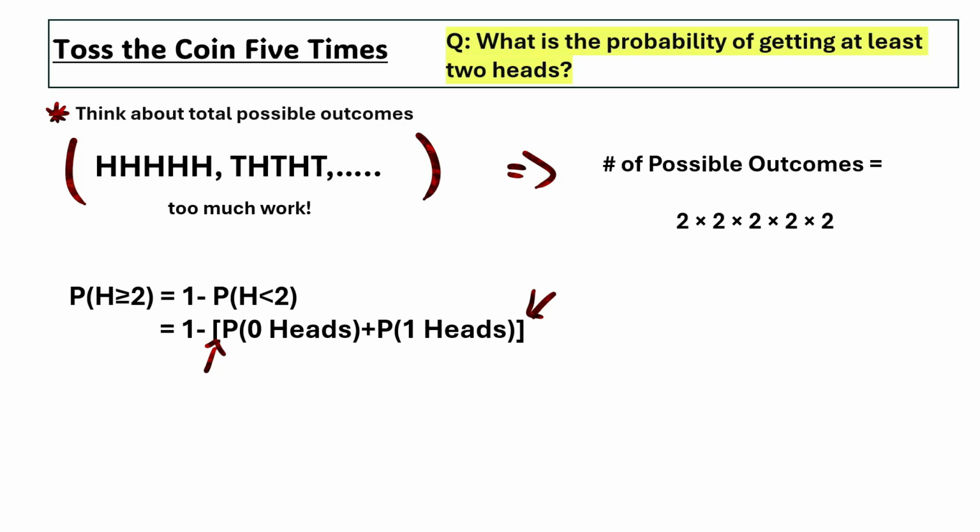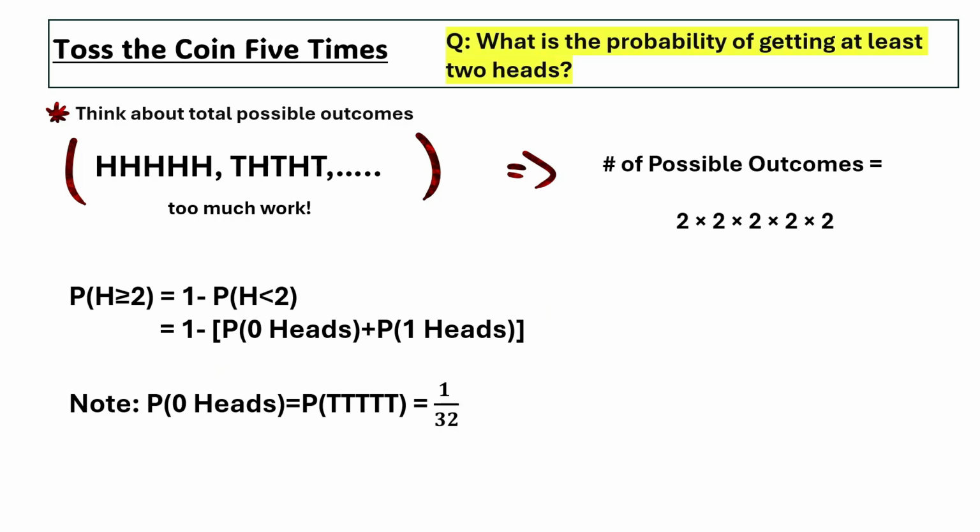And how do we get probability of 0 heads? Well, if you think about it, probability of 0 heads equals probability of getting 5 tails, right? And we know already that probability is equal to 1 divided by 32.